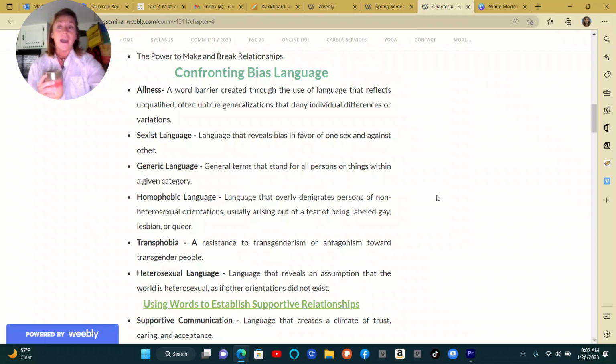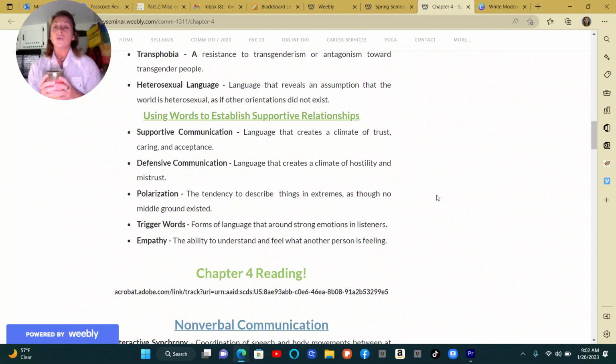A lot of that has to do with our upbringing, our ideologies, what was avowed and what was ascribed, right? So we're using words to establish supportive relationships, and we want to create that supportive communication, right? Language that creates a climate of trust, caring, and acceptance. And that's what we're working with here. Defensive communication, that's why I think the word confronting is a bit defensive, obviously. It creates a bit of hostility and mistrust when you go into a conversation with this defensive tone.